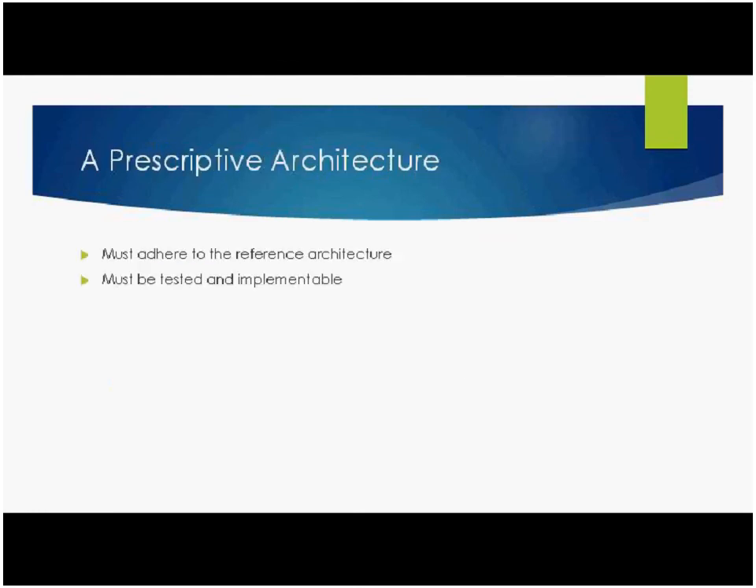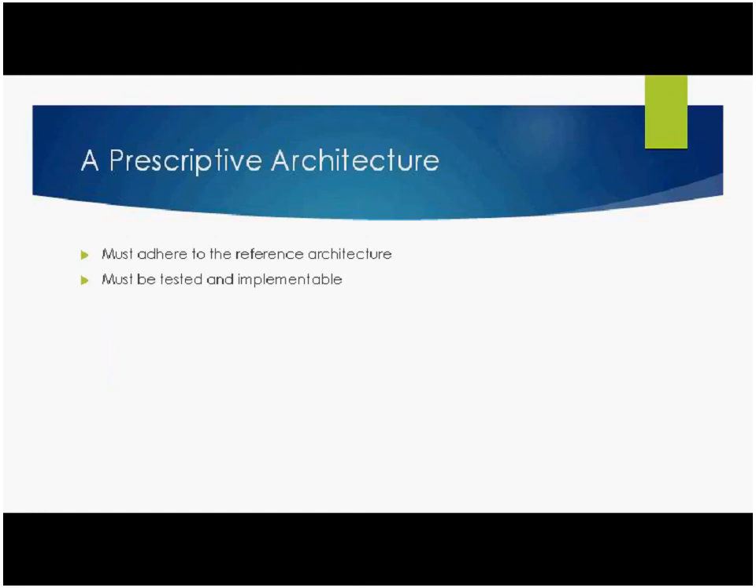So when we go from that, we then say, okay, well, that's cool, that's theoretical, that's nice, but I run a business and I really like customers to buy some stuff. So what we need to do is turn that into a prescriptive architecture. And a prescriptive architecture must adhere to the reference architecture, so it must fit in the boxes. But secondly, it must be something that we can implement, and it's something that we've tested as implementable, if that makes sense.